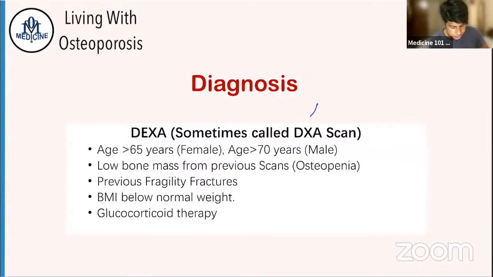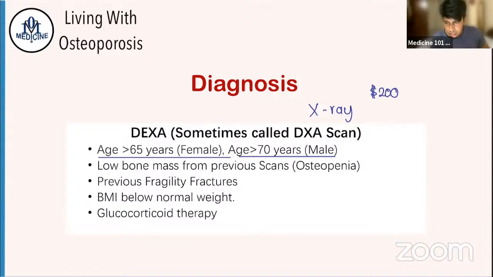This is an X-ray, and it costs around $200 in the USA, and in South Asian countries it's very cheap. It's actually similar to a normal X-ray. It's not an expensive test, and everyone over the age of 65, or 70 if you're a male, should get a DXA scan done.